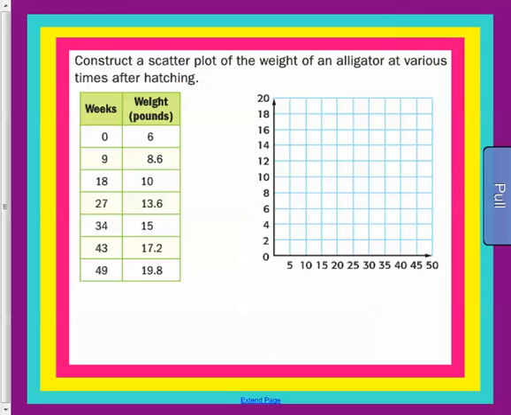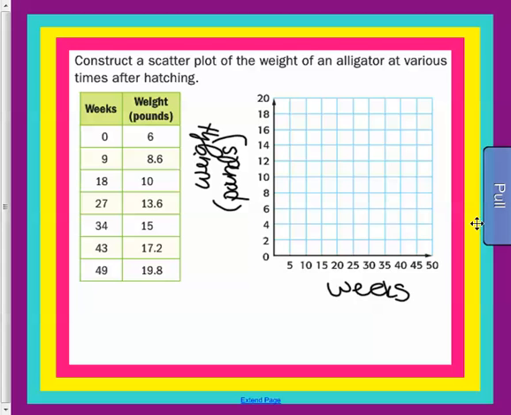Let's look at a different example. Construct a scatter plot of the weight of an alligator at various times after hatching. So the first thing that we're going to do is we're literally just going to plot these points, but first we need to figure out where we want to plot them. So like the weeks would go down here, and then the weight would be in pounds. So we need to put weight. And then we can literally plot the points. Go ahead and try that, and I'll be back in just a second to show you what I did.